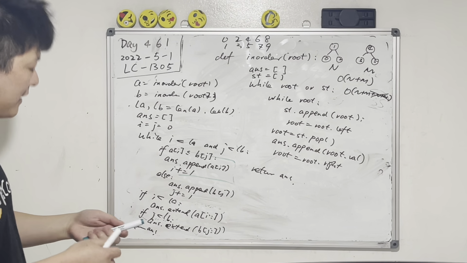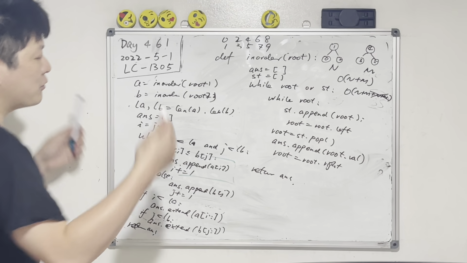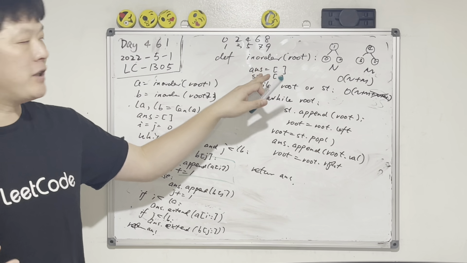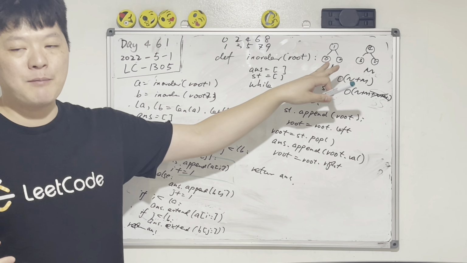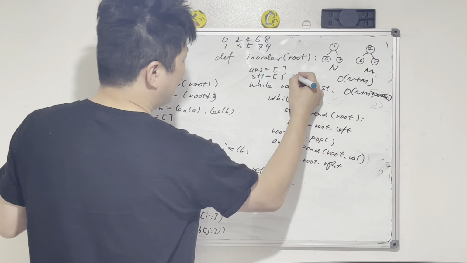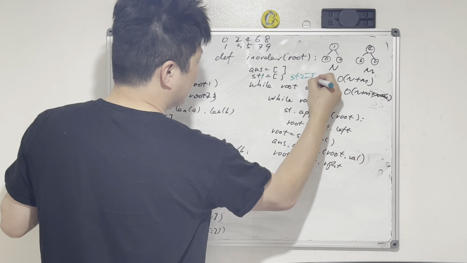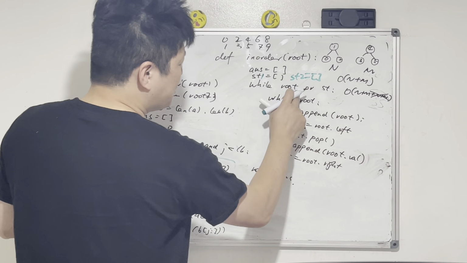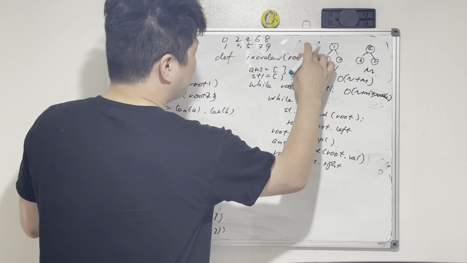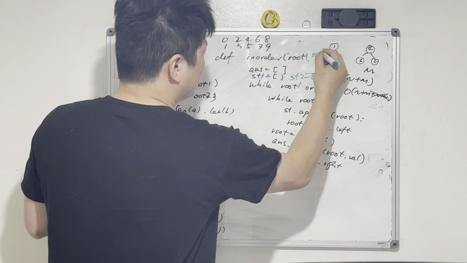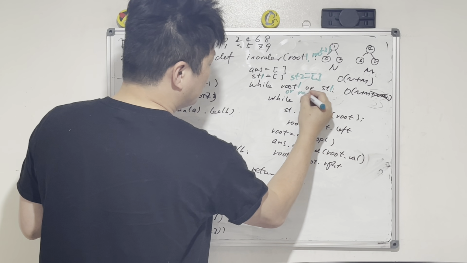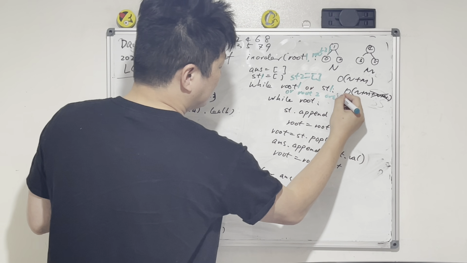Okay, so now the thing is that look, we have this in order. We can do this iterative in order with two binary search trees in parallel. So how do we do this in parallel? We have st1, then we have st2 equals empty. And then while root1 or st1, there are two trees, actually: root1 or st1 or root2 or st2.